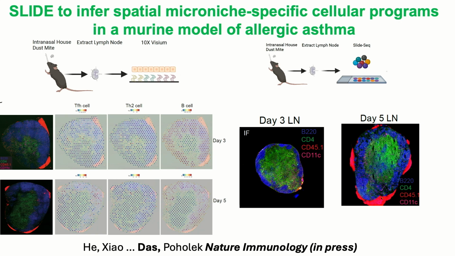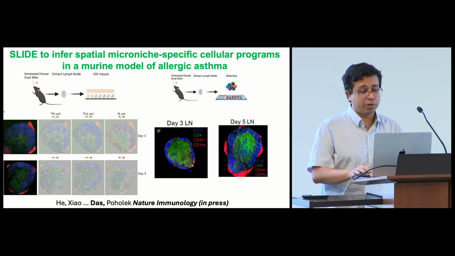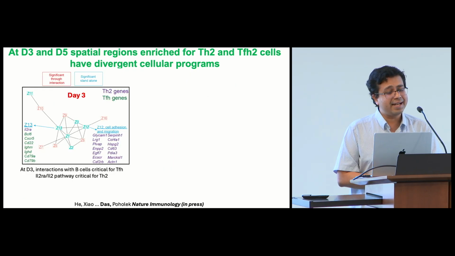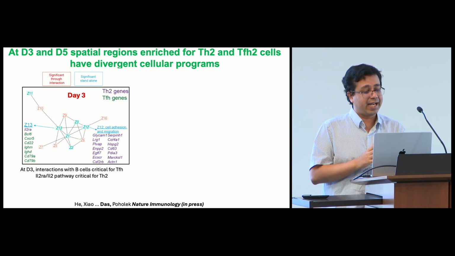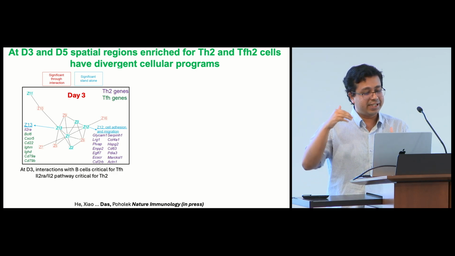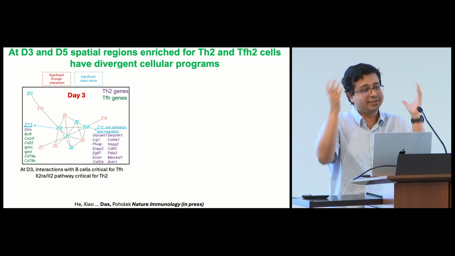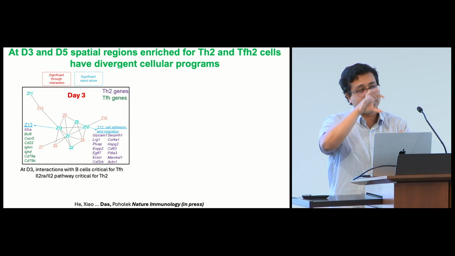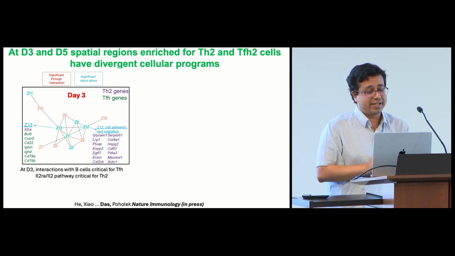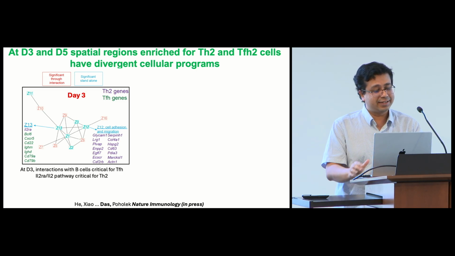So we asked this question, which a lot of people in the spatial field are asking: what are these spatial environments or micro-niche specific cellular programs? And what we find is at day 3 and day 5, spatial regions enriched for Th2 and TFH cells, so these are primary cells, this is in a lymph node, so you have B cells at the boundary, T cells at the center, including TFH and Th2 cells, have divergent cellular programs.